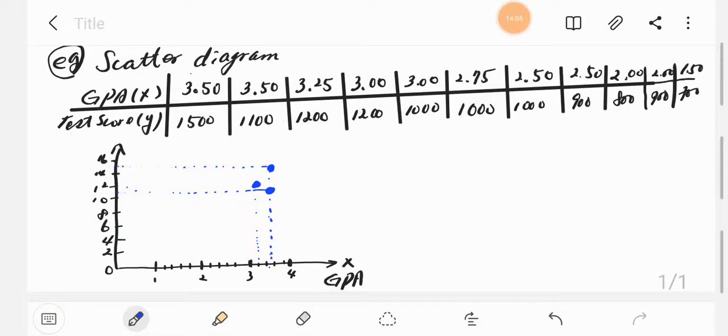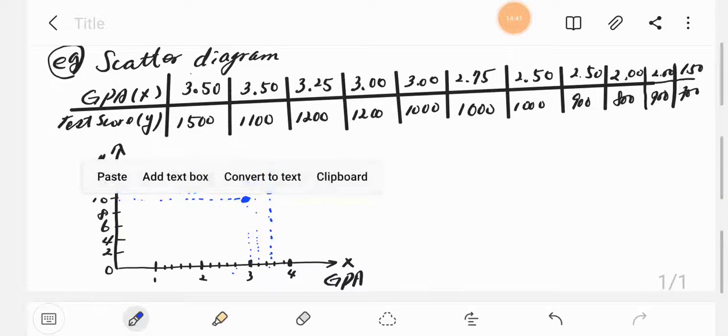And the fourth one: GPA is 3, and then the score is 1,200, so the same level as the previous one. Now the next one is 1,000. So GPA is 3 and the score is 1,000, so go all the way up to 10 over here. Okay, another one, 2.75. 2.75 is this part, and the score is 1,000, so it goes up to here.